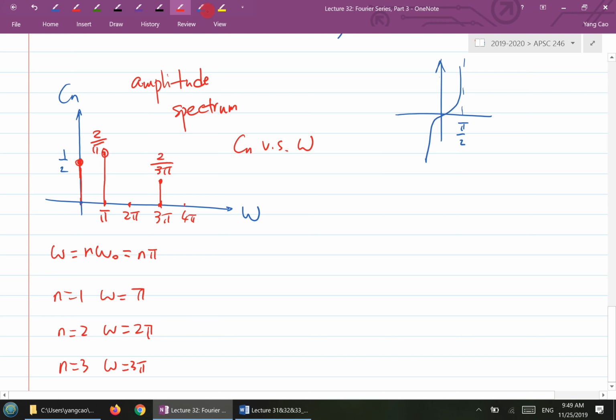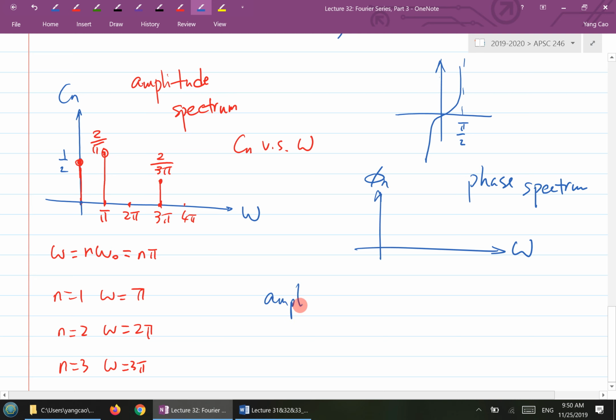So similarly, you can plot phi n versus omega. Then we get the so-called phase spectrum. These amplitude and phase spectrums are very useful tools to study signals. So if you have a time signal, instead of studying it in the time domain, you can also study it using this amplitude and phase information. These two together, the two spectrums together.